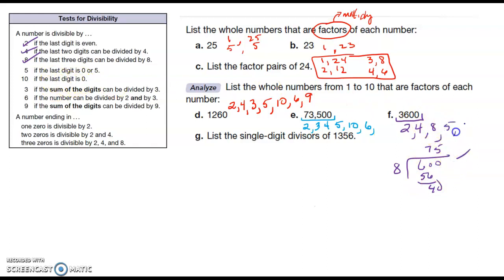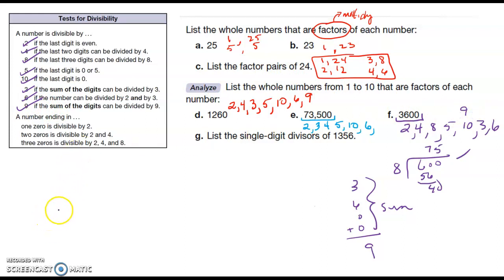5 and 10, because it ends in 0. The sum of the digits can be divided, so the sum of the digits will be 3 plus 6 is 9, so that checks out. So that's 3. 6 if 2 and 3, so yep, that works out. And then 9 is if the sum of the digits can be divided by 9. So wow, this is divisible by everything.